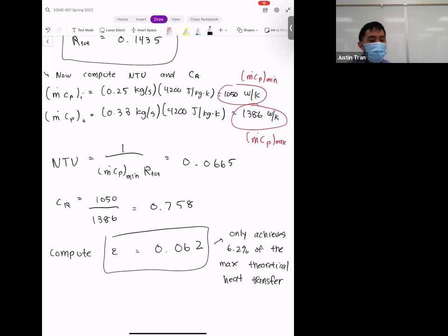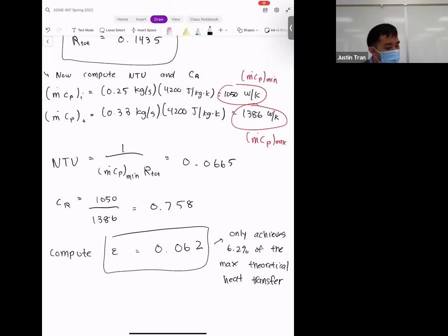And so that seems really bad, right? We went through all this trouble just to only get 6% of the value. But remember, that maximum theoretical heat transfer is more of a pipe dream than anything, right? You can only really achieve that if you have a heat exchanger that's infinitely long, okay? And you can see this heat exchanger is pretty long already. It's 1.5 meters, which, all things considered, is pretty long for one of these devices. And even with that, you only get 6.2%, okay?